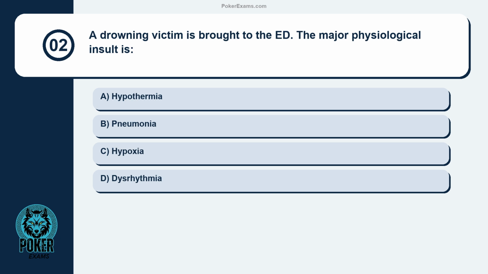Question 2. A drowning victim is brought to the ED. The major physiological insult is: hypothermia, pneumonia, hypoxia, dysrhythmia.